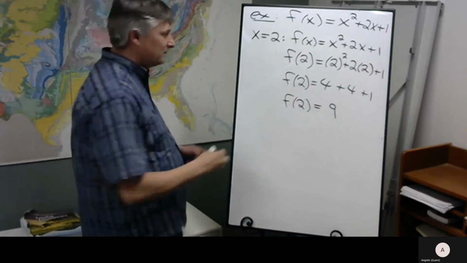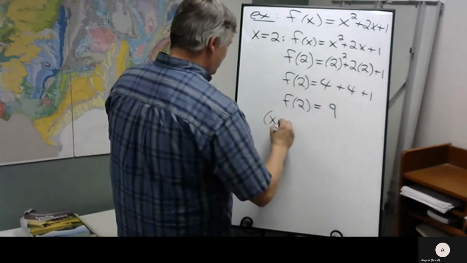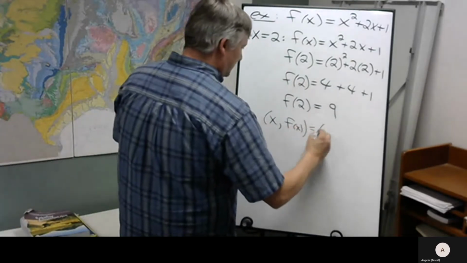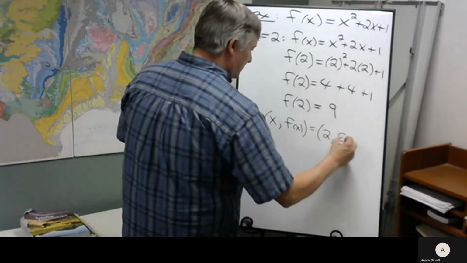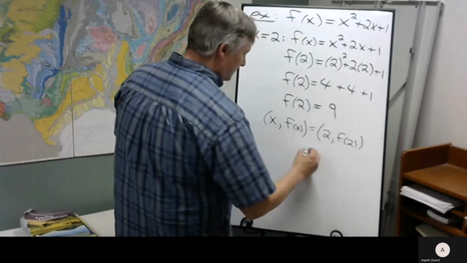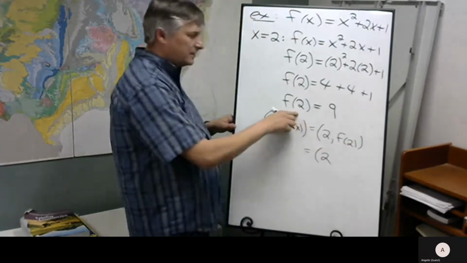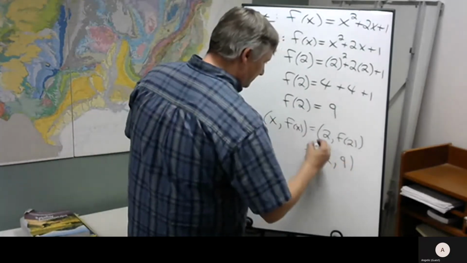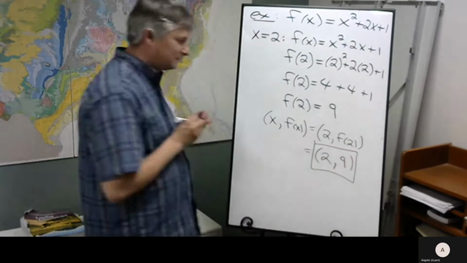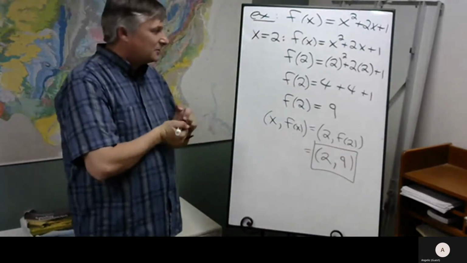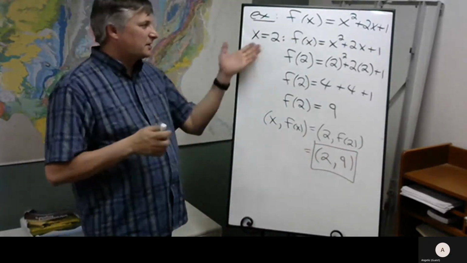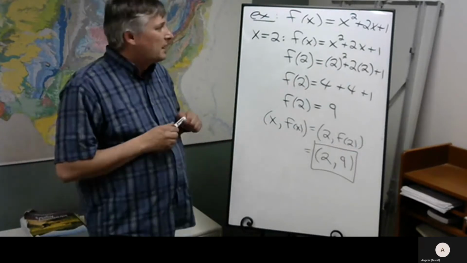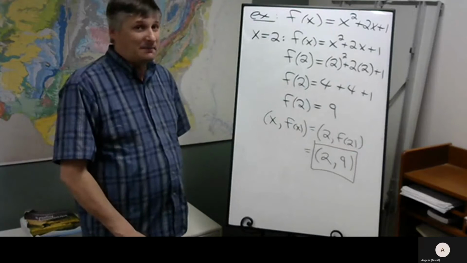And so what we'll get, the ordered pair (x, f of x) will be (2, f of 2). And then we know what f of 2 is. It's equal to a number. It's 9. So you'll see things like this. It's sort of a clever notation. I'm going to do another example where I really use this notation. But any questions about that?